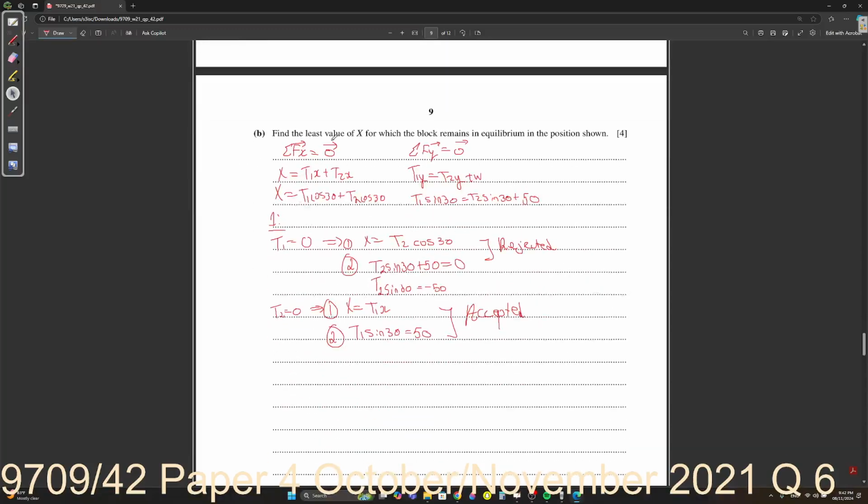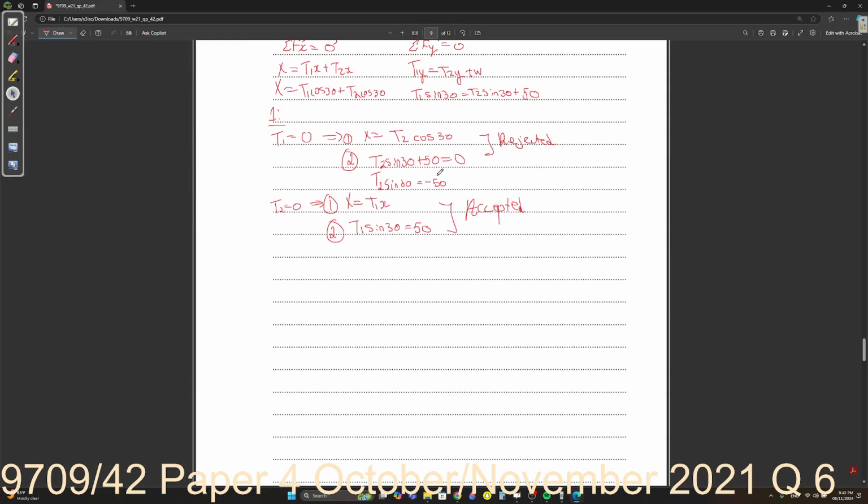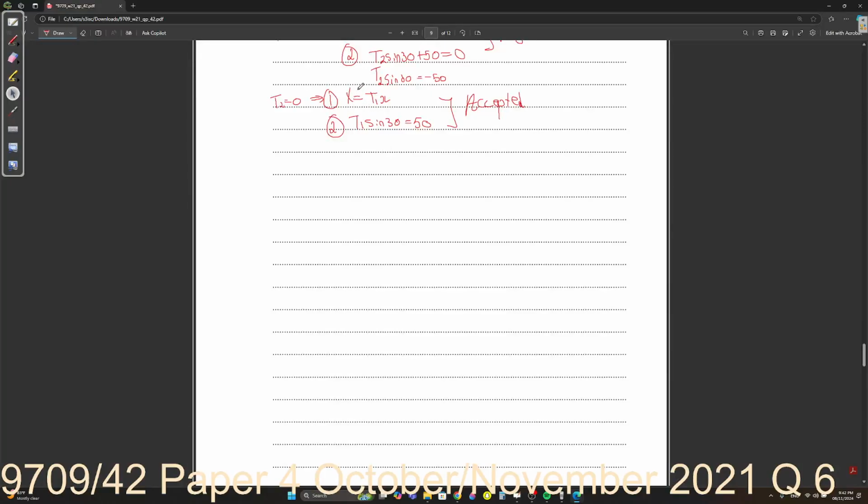Remember, what are we asked to find? We're asked to find the least value of x. So we're supposed to solve for x, right? So let's see. x is equal to T1x, but I need to find T1. I know that T1 sine 30 is equal to 50. Let's solve this. We can obviously find T1. So T1 is just going to be equal to 50 divided by sine 30, which is equal to 100. Therefore, x is equal to T1x.